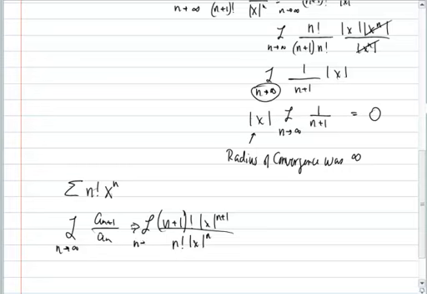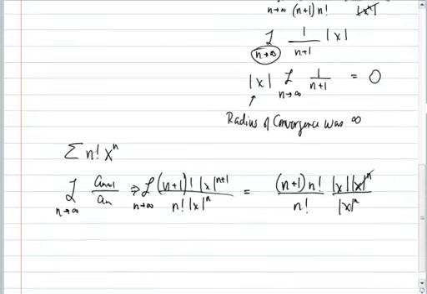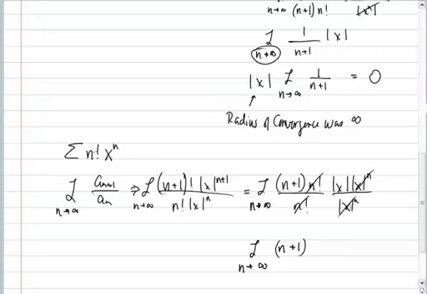We're going to evaluate the limit as n goes to infinity, and we'll do our factorial algebra on this again. Now in the numerator, we're going to have n plus 1 times n factorial all over n factorial. We're going to have the absolute value of x times the absolute value of x to the n all over x to the n. And in this case, after we make our cancellations and reevaluate the limit, as n goes to infinity, we have n plus 1, and our absolute value of x comes out in front of the limit.